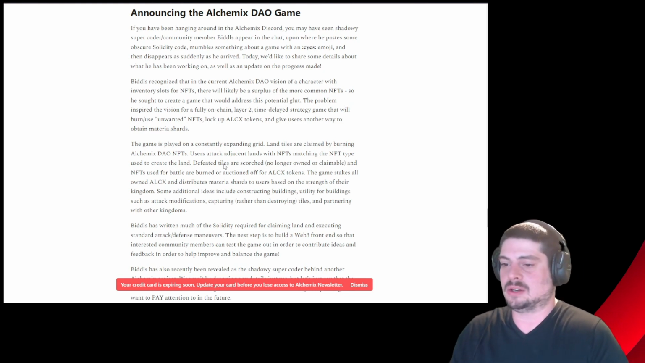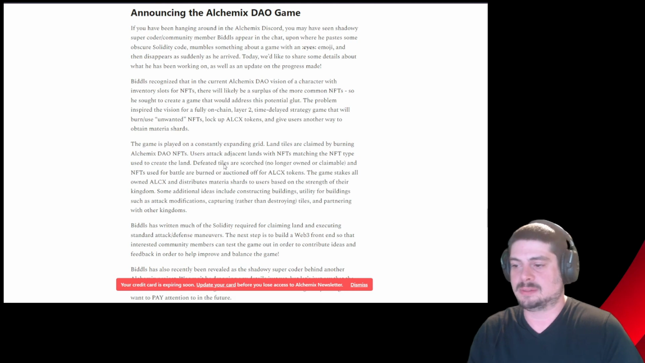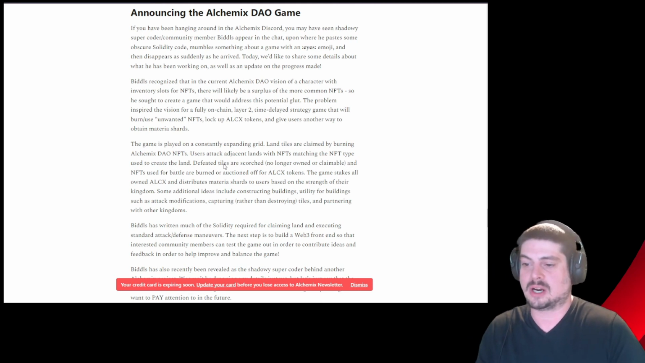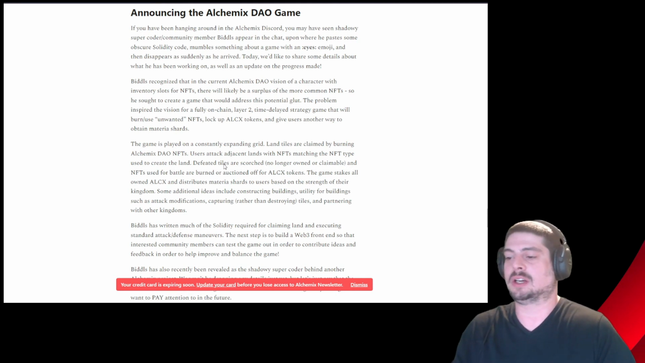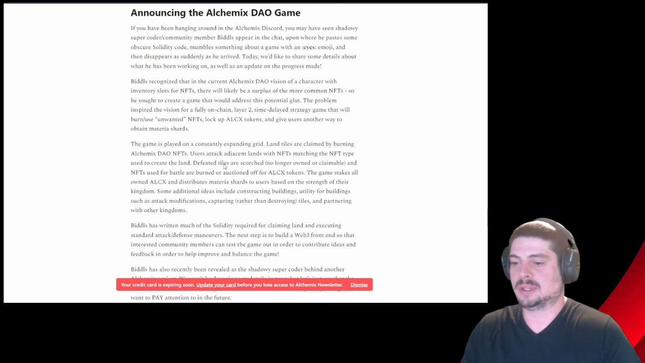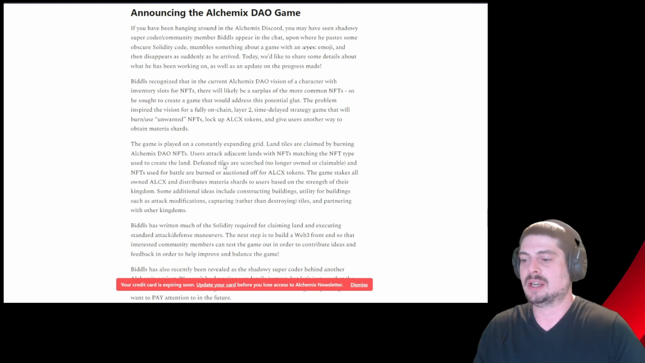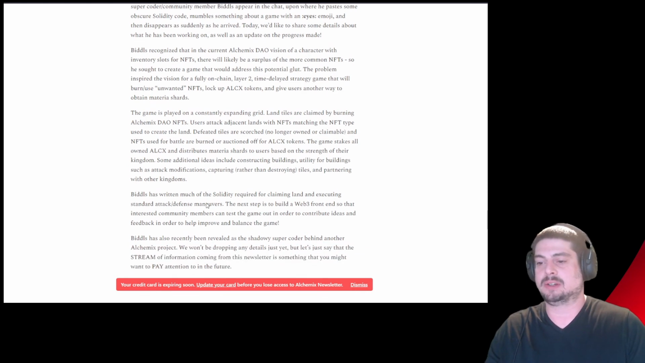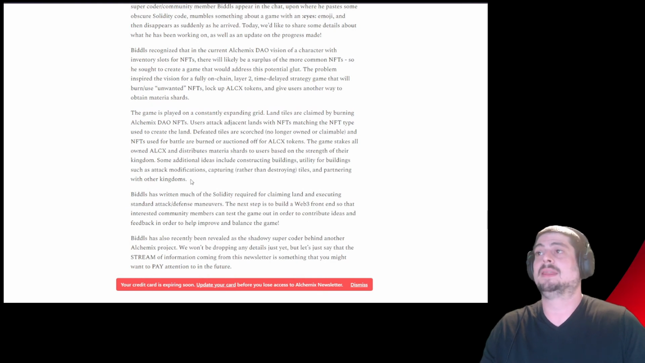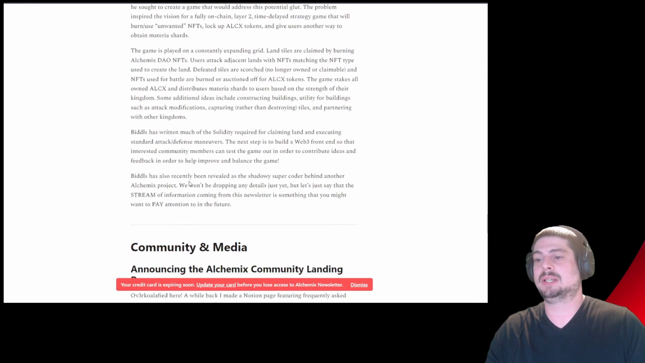The game stakes all the owned ALCX and distributes materia shards to users based on the strength of their kingdom. Some additional ideas include constructing buildings, utility for buildings such as attack modifications, capturing rather than destroying tiles, and partnering with other kingdoms. Whoa! This seems like a really sweet game.